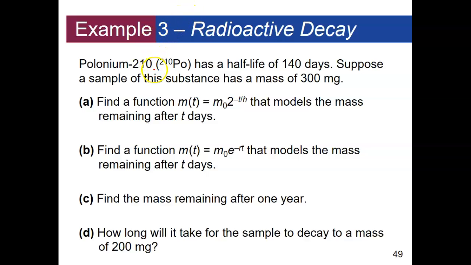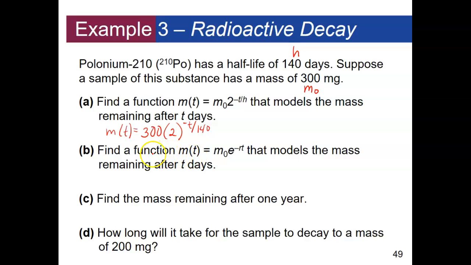Okay, here we have polonium-210 has a half-life of 140 days. So this is going to represent our H in the formula. Suppose that a sample of this substance has a mass of 300 milligrams. So this is the mass that we're starting with, or our m sub 0. We want to find a function m of T that's going to model the mass remaining after T days. So we know what the initial starting mass is. That's 300 milligrams, times 2 to the negative T over, and the H would be 140. So negative T over 140.